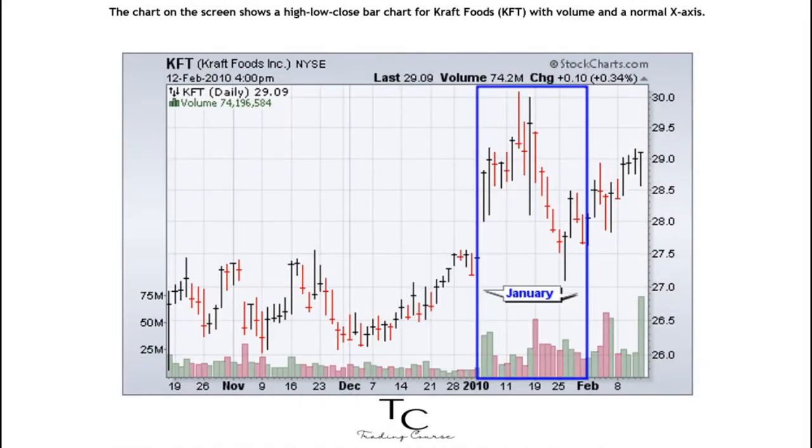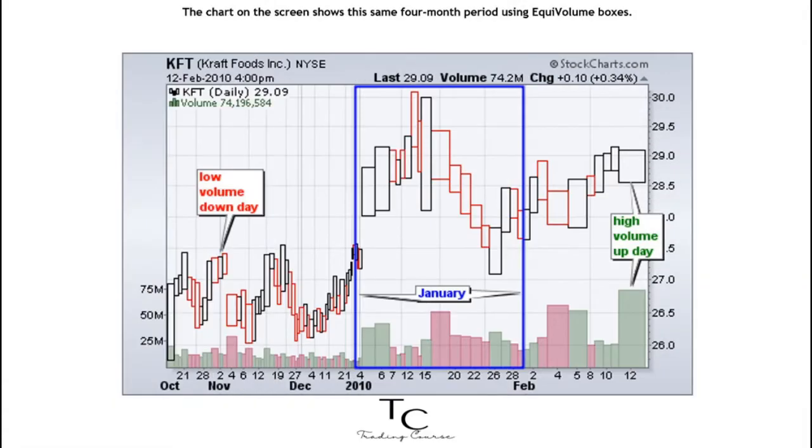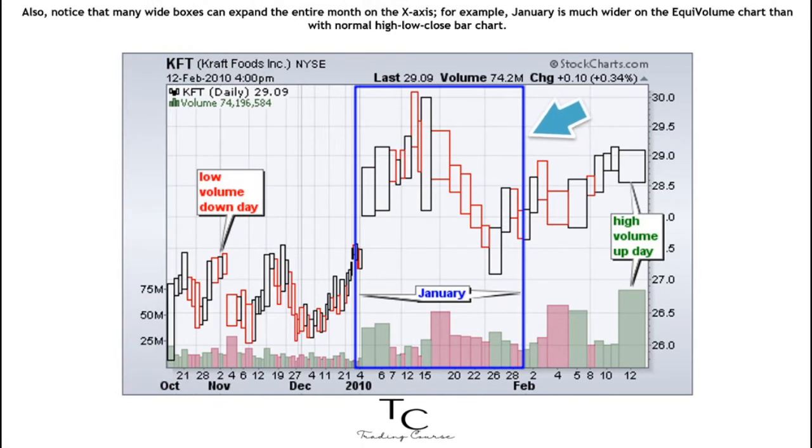The chart on the screen shows a high-low close bar chart for Kraft Foods, KFT, with volume in a normal x-axis. The chart on the screen shows this same 4-month period using EquiVolume boxes. The wide boxes show relatively high volume days, while the thin boxes show relatively low volume days. Also, notice that many wide boxes can expand the entire month on the x-axis. For example, January is much wider on the EquiVolume chart than with the normal high-low close bar chart.